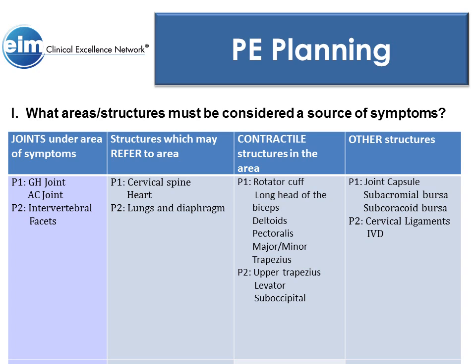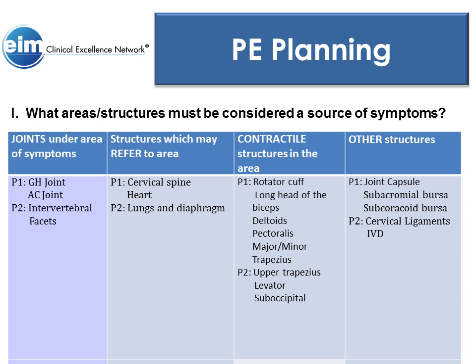For the physical examination planning, some of the structures we are going to consider for P1 are the glenohumeral joint and the acromioclavicular joint. For P2, the intervertebral joints and the facets. For P1, structures that could refer are the cervical spine and the heart. For P2, lungs and diaphragm.